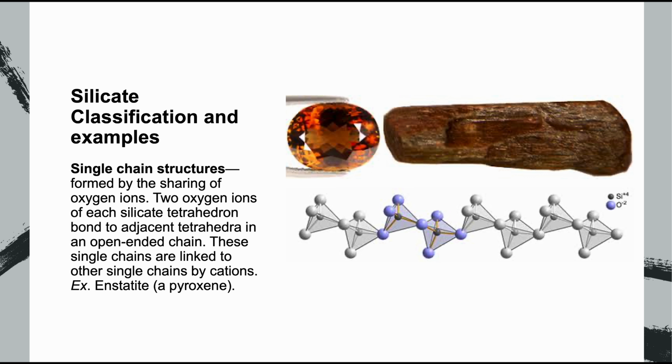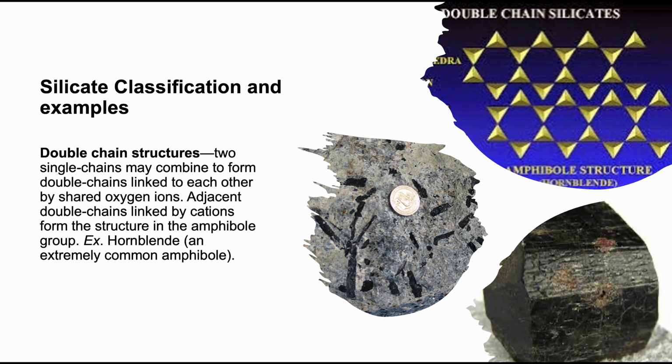You don't hear many people talking about their pyroxene rings, but it does happen. Double chain structures: two single chains combine to form double chains linked to each other by shared oxygen ions. Adjacent double chains linked by cations form the structure in the amphibole group. Our example here, again, is hornblende. It's an extremely common amphibole. It has this characteristic shape when found in igneous rocks, and in large isolated crystals can look like this.